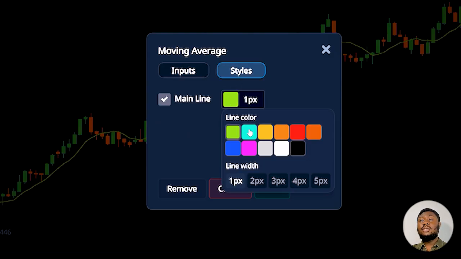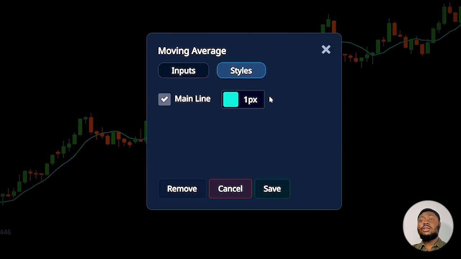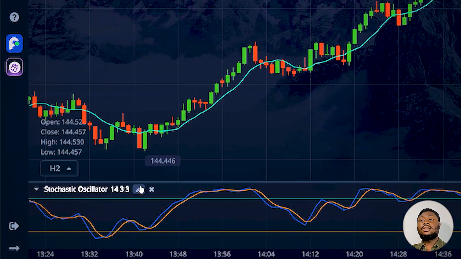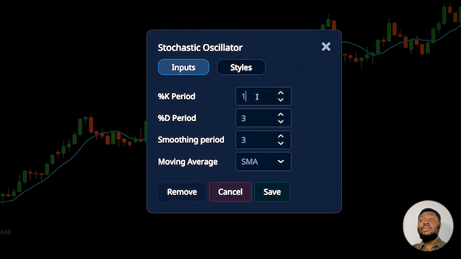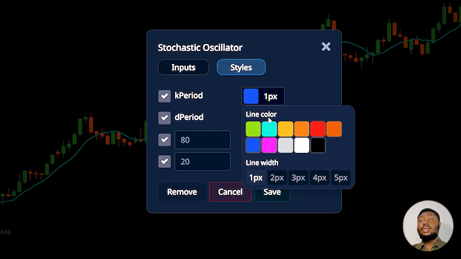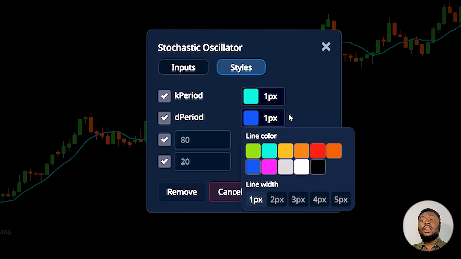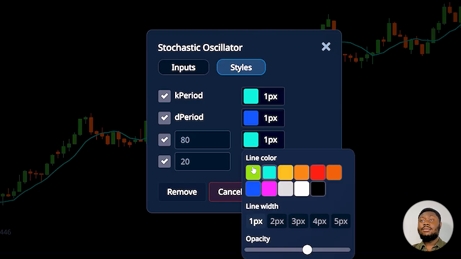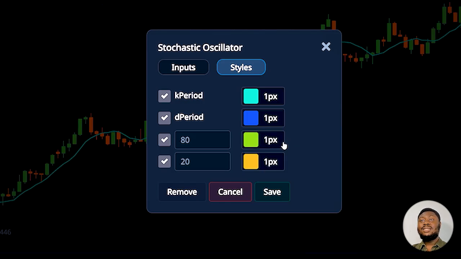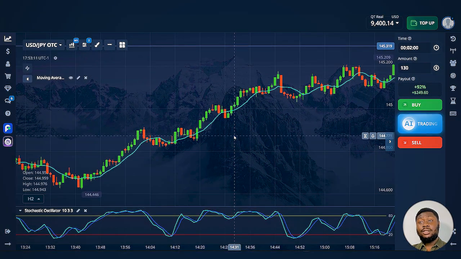In the indicator style settings, I'll change the line color to turquoise. Now let's adjust the stochastic oscillator settings. The K period will be 10 and the rest of the parameters remain unchanged. In the style settings, the K period line color will be turquoise and the D period will be blue. I'll make level 80 green and 20 red. That completes the settings.